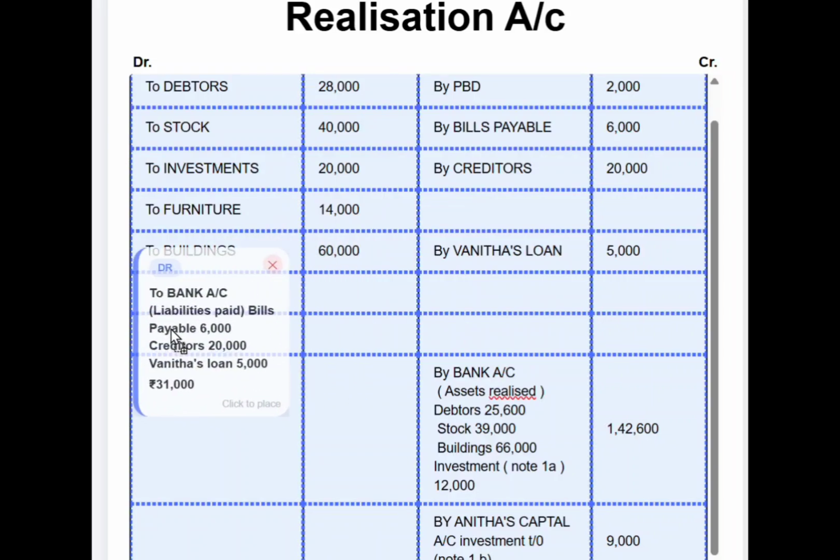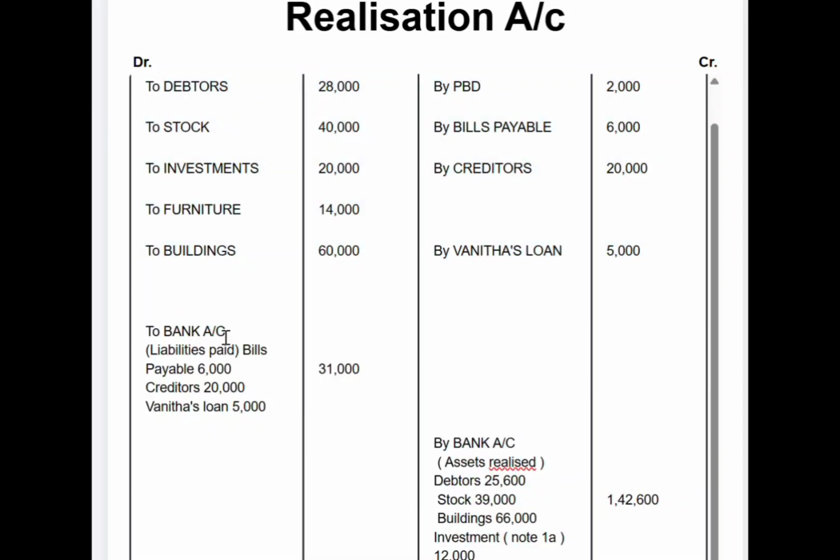Bills payable is paid at rupees 6,000, that is the same value which is given here in the realization account or in the balance sheet. Creditors 20,000 and Vanita's loan 5,000. So the total liabilities paid is rupees 31,000.